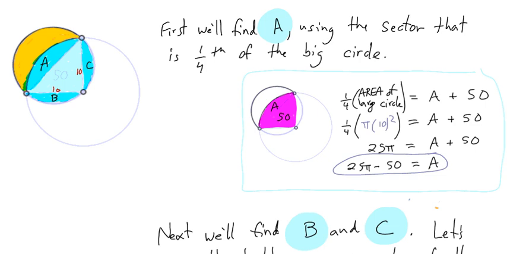All right, so first let's find A, using the sector that is 1/4 of the large circle, highlighted here in pink. 1/4 of the large circle is equal to region A plus 50. So if the large circle's radius is 10, then 1/4 of its area is 1/4 of pi times 10 squared, pi r squared. That's equal to 1/4 of 100 pi, which is 25 pi. So 25 pi is equal to region A plus 50. Therefore, region A's area is 25 pi minus 50. All right. So now we have region A. Let's go on and find region B and C.